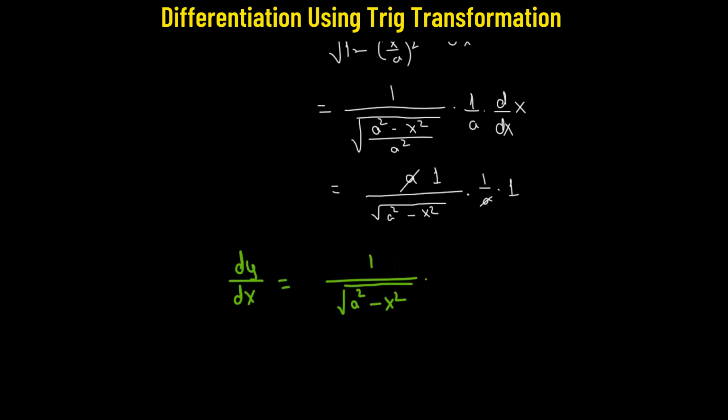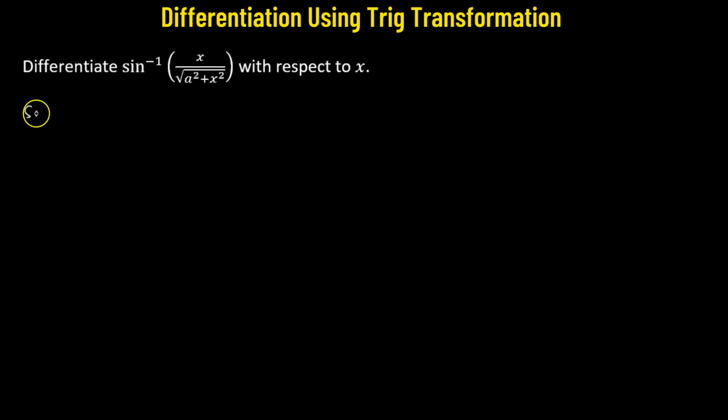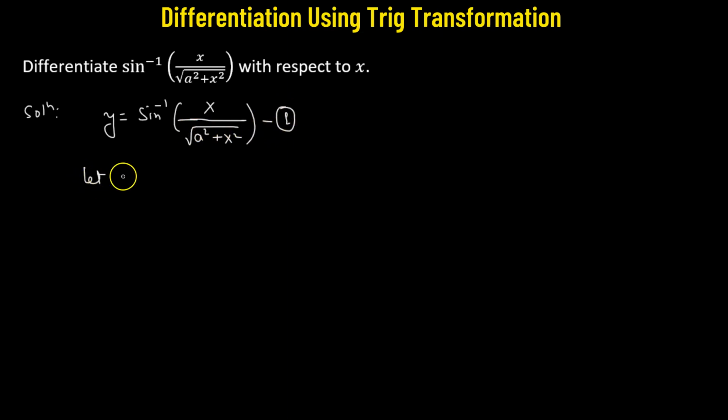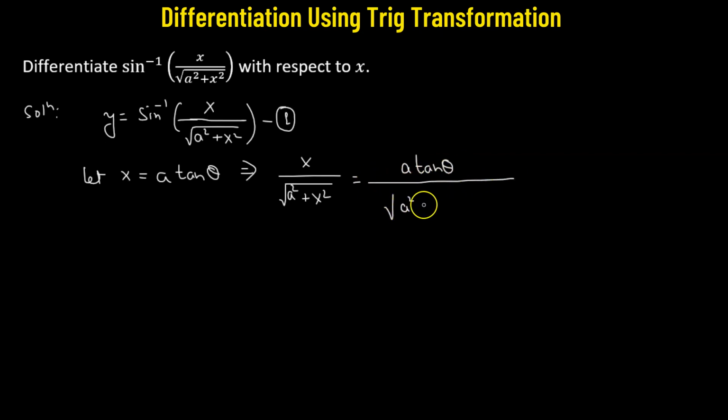Now let's do a final problem. Let's begin. We will consider y to be equal to sine inverse of x divided by the square root of a squared plus x squared. Let this be equation number 1. Here we're going to make a trigonometric substitution. We'll consider x to be equal to a times tangent of theta, such that x divided by the square root of a squared plus x squared becomes a times tangent of theta, the whole thing divided by the square root of a squared plus x squared.